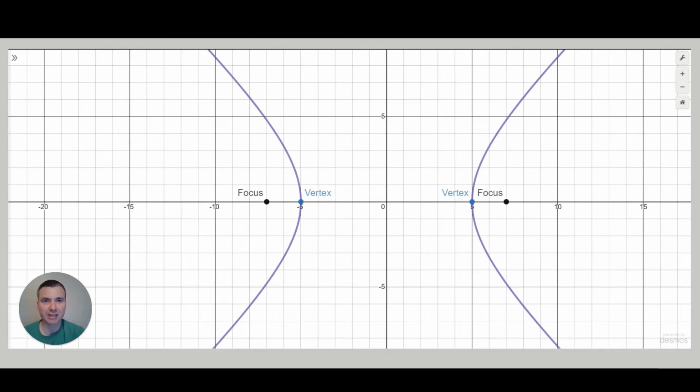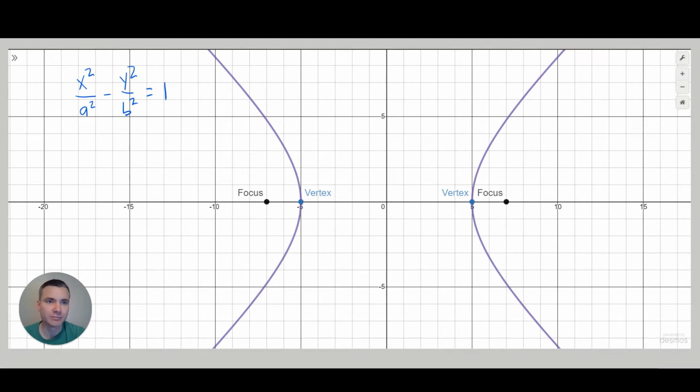Let's say I have the graph of a hyperbola, and I want to find this equation from its features. Well, first, I know that the orientation of this hyperbola is horizontal. So I know that it's of the form x squared, and again, the center's at the origin. So x squared over a squared minus y squared over b squared equals 1.